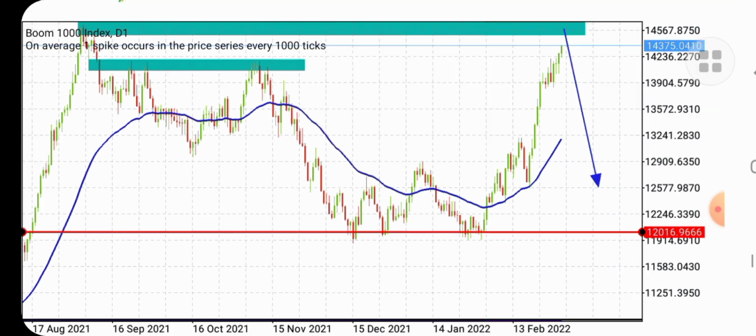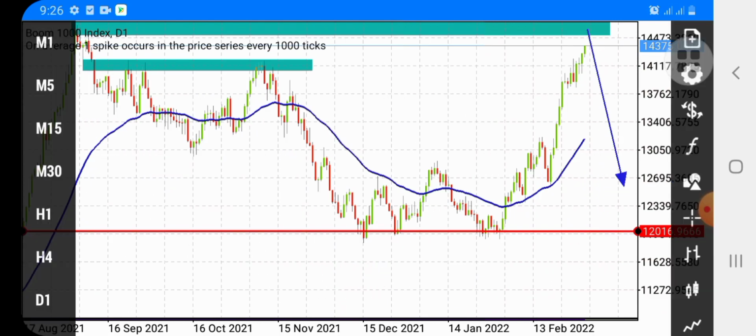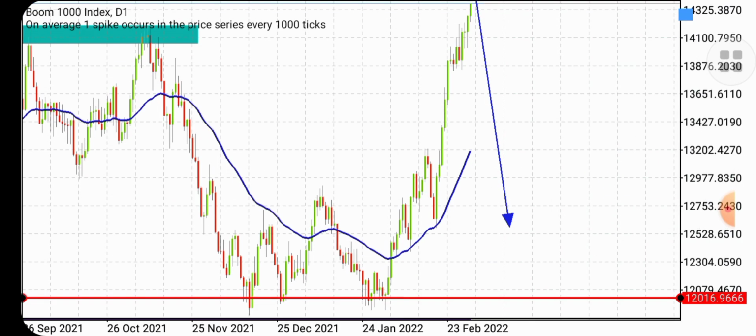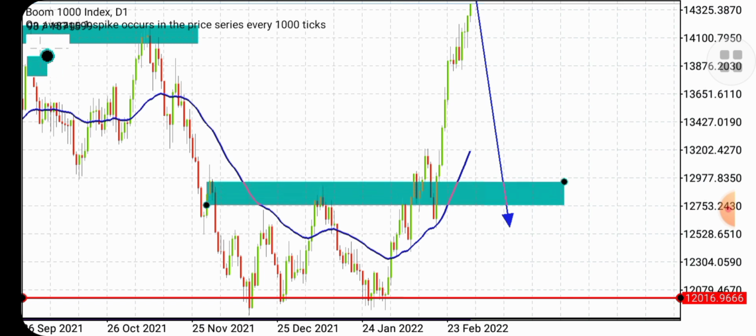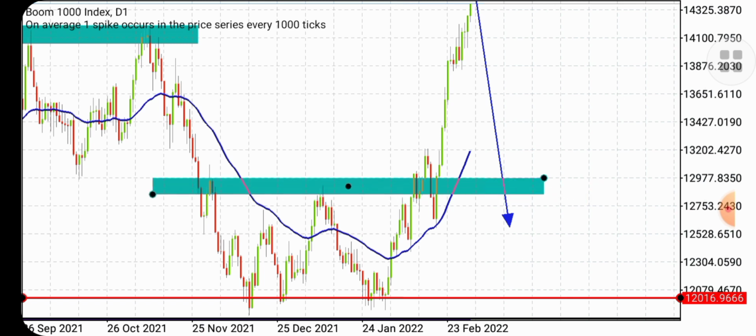So when that happens, what do we expect then? Let me get my arrow. I'm going to take it to this other zone. This is where I should expect TP to happen.